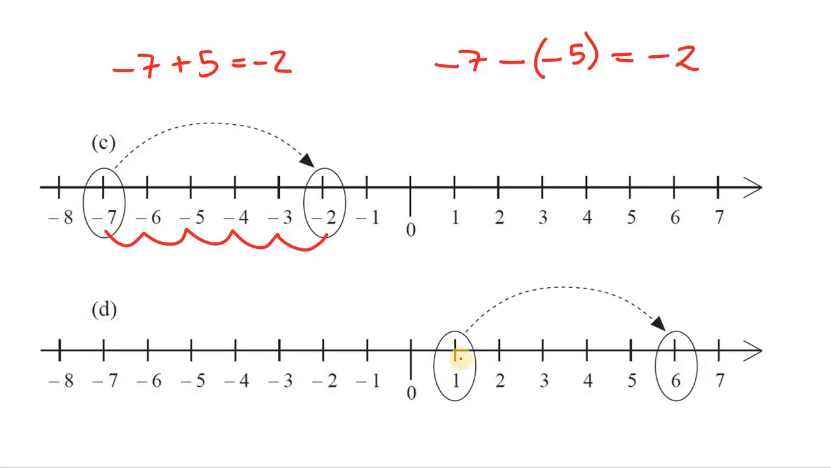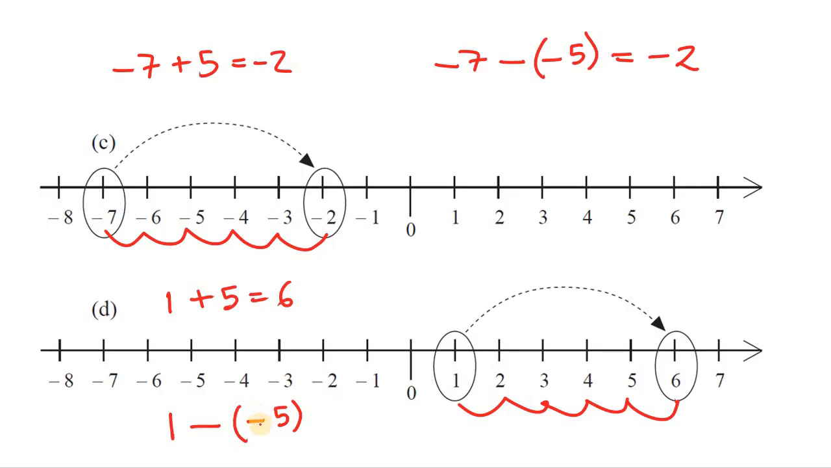Next, here you start with 1. And how many steps? 1, 2, 3, 4 and 5. So 1 plus 5 is 6. Pretty straightforward. Another possibility, again you start with 1 and you subtract a negative number. Since 5 steps, the number is minus 5. Again you get 6. Okay, students? So we have done 3 types of number line problems on integers here.